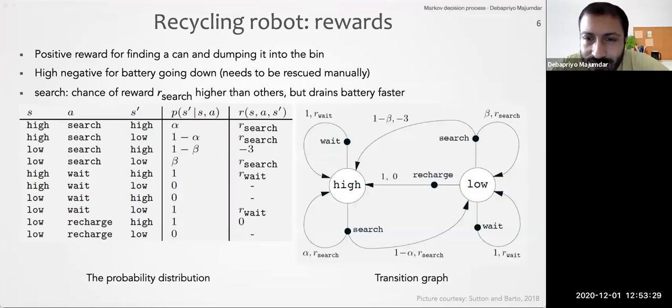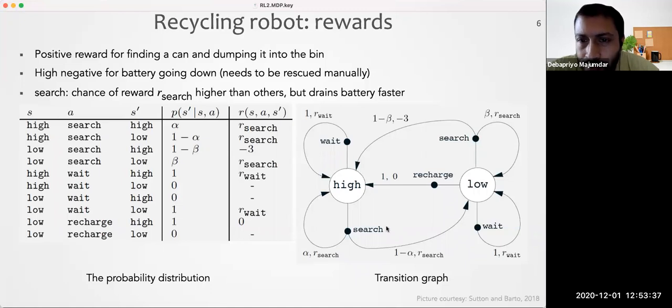And we can also draw the transition graph. These are the states, high and low, and the small nodes are the action nodes. From the state high, if you wait, with probability 1 you get reward R wait and you stay at high. Essentially it's state, action, probability, and reward, and you go to another state. So let's say from high, you search with probability alpha.